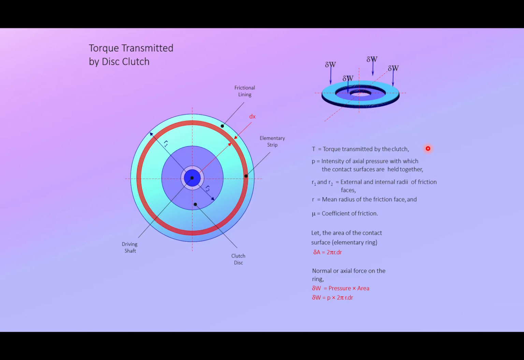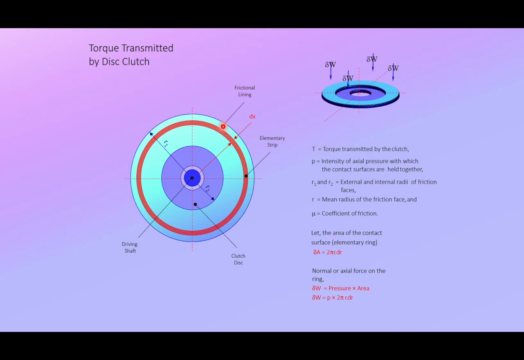So T is the torque, P is the pressure, R1 and R2 are the external and the internal radius, r is this r here, or you can use the uppercase letter R as the mean radius, and mu is the coefficient of friction. So when you refer to the clutch here, you just assume that this is an elementary ring, based on the surface of the frictional lining.